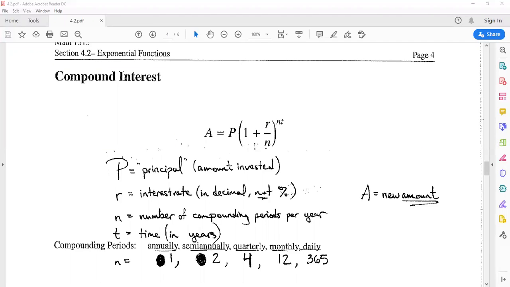Well, the letter P stands for what they call the principal, which is the amount that you might invest, say, in a bank. The letter r stands for the interest rate. Typically it'll be stated to you as a percent, like 1.5%, but you'll write it as a decimal, like 0.015 in that case. n is the number of times that interest is compounded per year. And t is the number of years that you let your money sit there. And A gives you the new amount that you have after this amount of time t has passed.